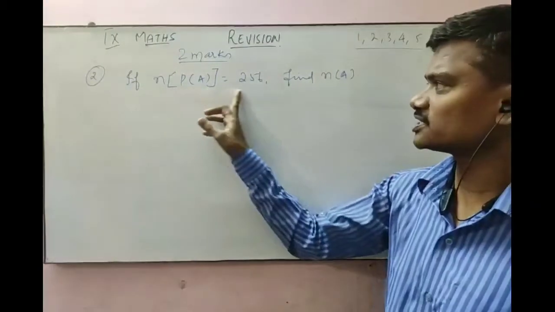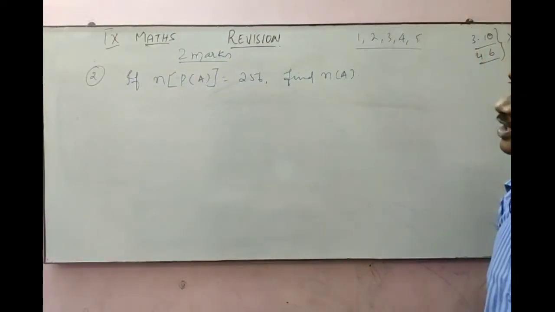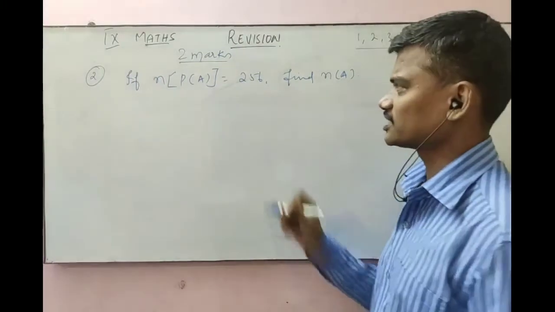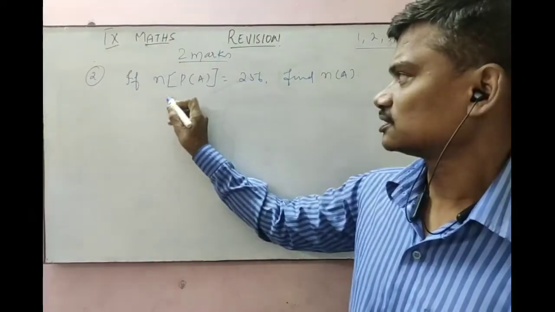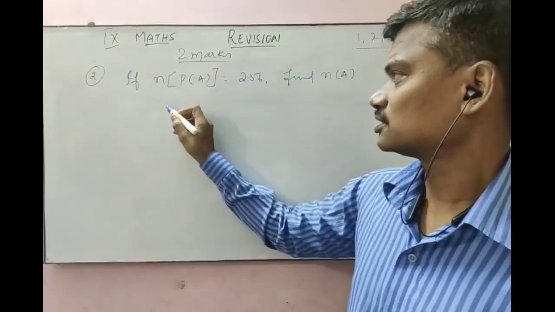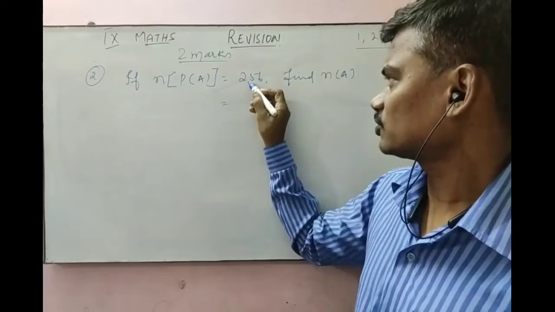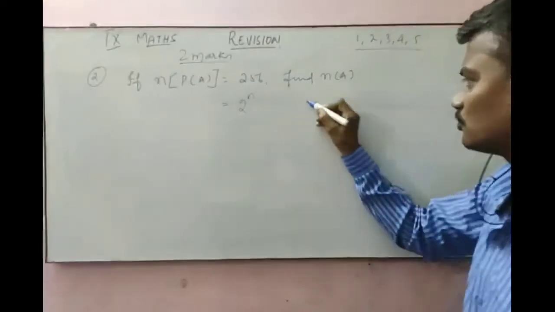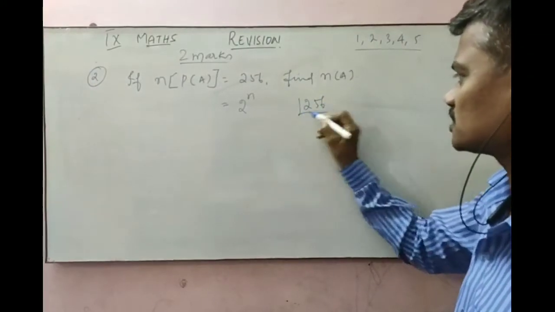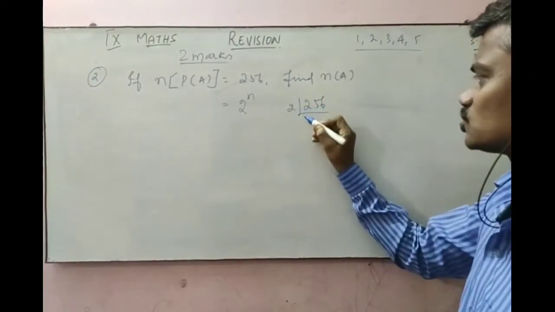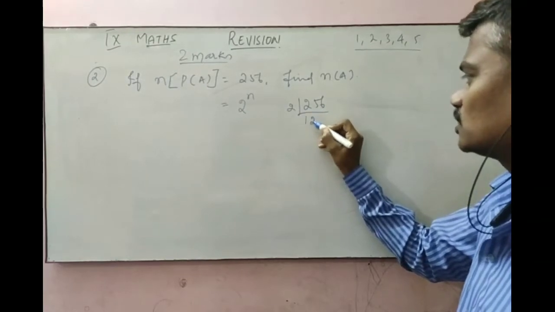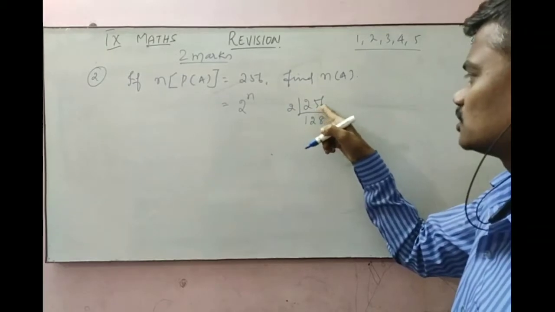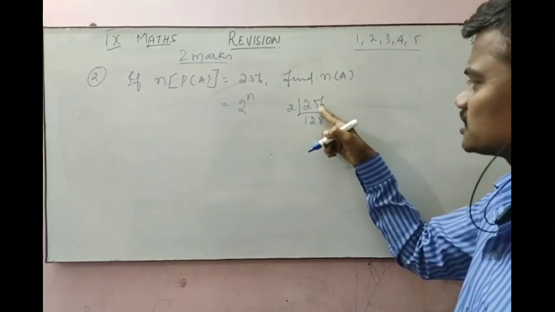If n of P of A is equal to 256, find n of A. Here the number of elements in the power set of A is given as 256. n of P of A equals 256. The formula for that is you have to bring this 256 into 2 power n form. So for that I am going to divide this 256 by 2. If I divide this 256 by 2, I will get 128. 1 2 is 2, 2 2s are 4, remainder 1. If you carry this 1 here, you will get 16.